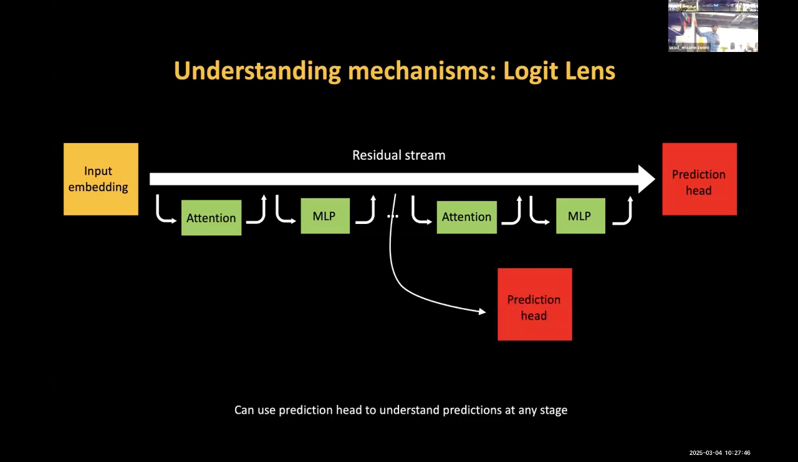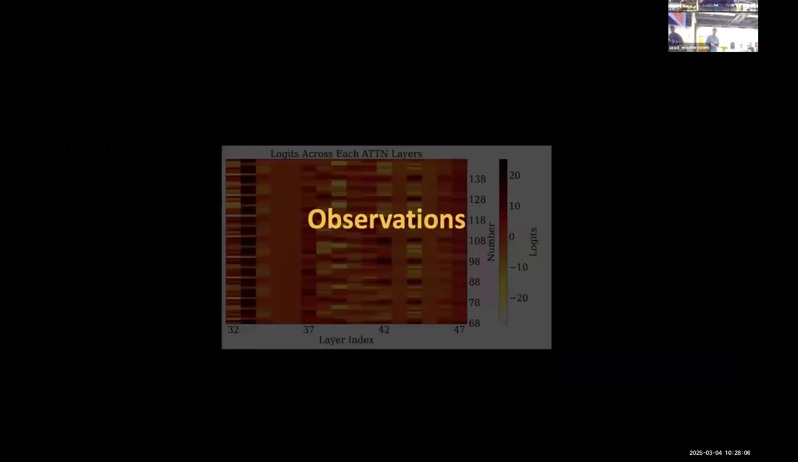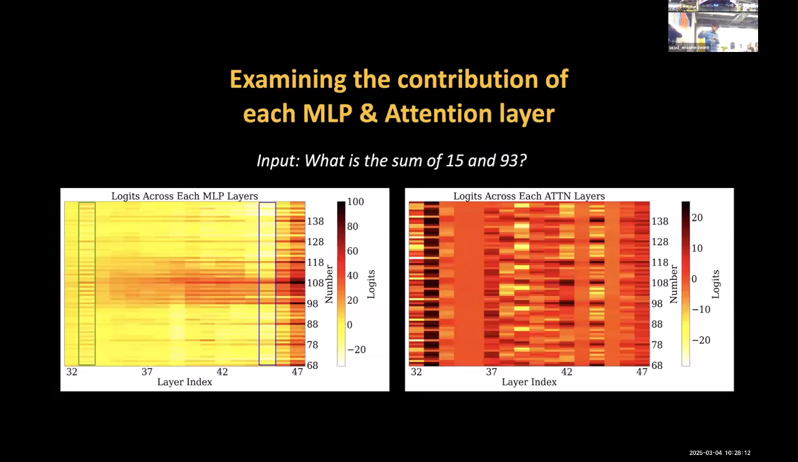What we can do is just take the same linear model. Actually, here we don't even retrain it. Just take the same prediction head on the output of any particular layer, or on the output of any particular attention or MLP block, and use that to understand the prediction at that stage of the model. So very similar to before. Let's see what happens. This shows that there's some improvement across layers. I'll skip this and go to this one, which pretty much summarizes the results.